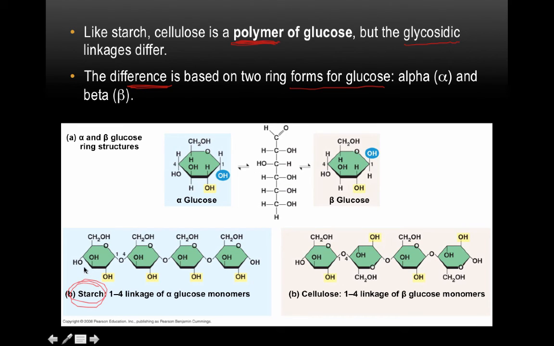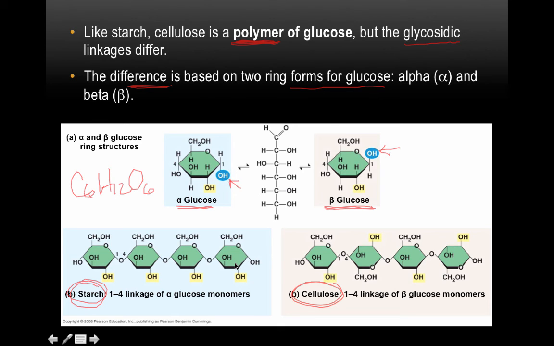Starch is built from a form of glucose that we call alpha glucose, whereas cellulose is built from a form of glucose that we call beta glucose. Both versions of glucose are C6H12O6. The difference is in the location of this hydroxyl group, or this OH group. That's the difference, is where it is positioned. And that affects the final structure of our polysaccharides when the beta glucose is linked together versus when the alpha glucose is linked together. Very different structures.